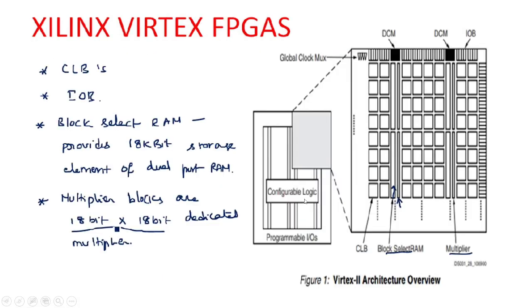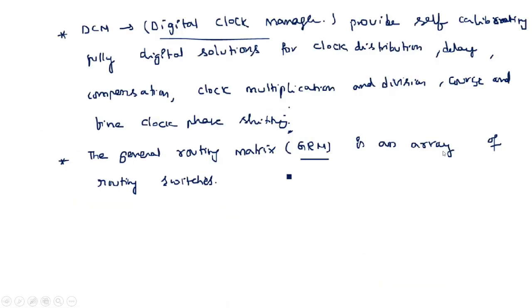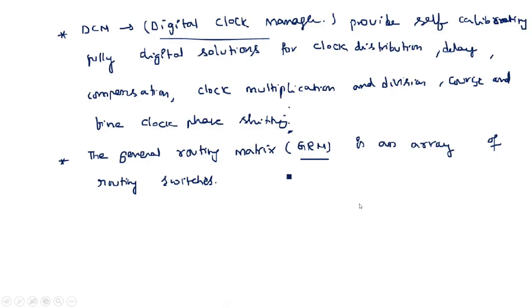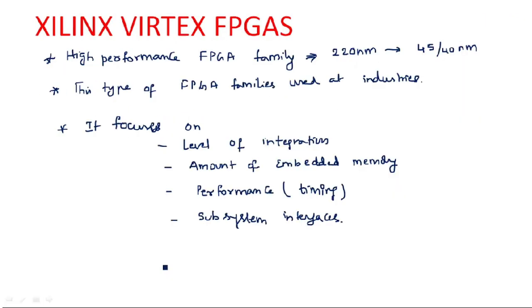This is Virtex FPGAs: CLBs, IO blocks, and block select RAM providing 18 kilobit storage elements, and multiple blocks are there. This is the basic diagram for an overview of the architecture of Virtex FPGAs. The DCMs, the digital clock managers, provide self-calibration and a fully digital solution for clock distribution. The general routing matrix, GRM, is an array of routing switches. So this is about the FPGA families.